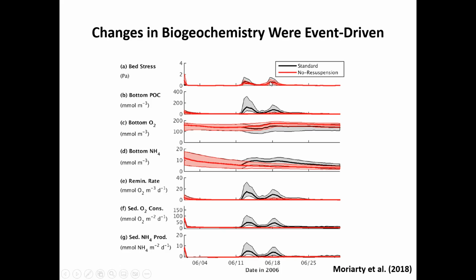So during these two smaller events, you're getting high bed stresses. That's resuspending the particulate organic carbon in the standard model run. Of course, there's very little POC in the no resuspension model run. And that's increasing your remineralization and drawing down oxygen, increasing ammonia. However, while the POC and remineralization rates go down almost immediately as material settles out of the water column during these calmer periods, it's a longer tail until the oxygen and ammonium go back to normal.